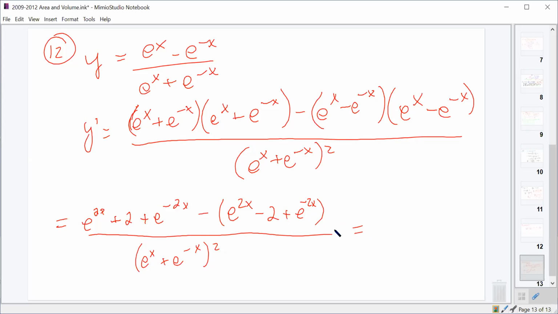And so then this stuff in the numerator should all simplify down pretty nicely. E to the 2x minus e to the 2x should cancel. E to the negative 2x minus e to the negative 2x should cancel. And then we have 2 minus negative 2, which should give us 4 over e to the x plus e to the negative x squared. Good or no? Any questions on that one? Good. All right.